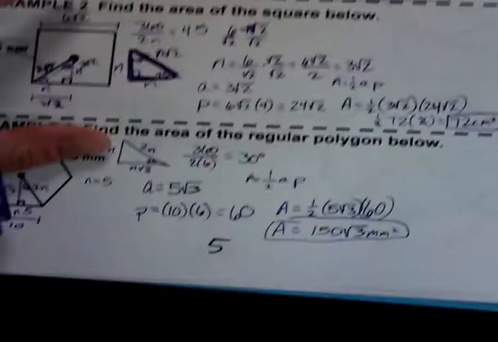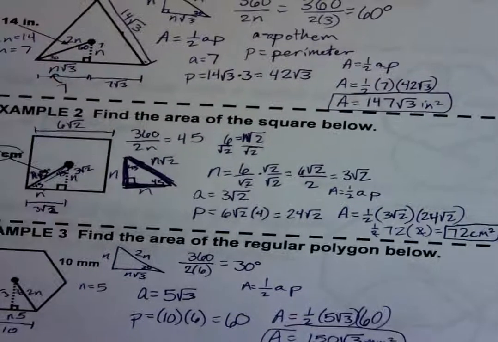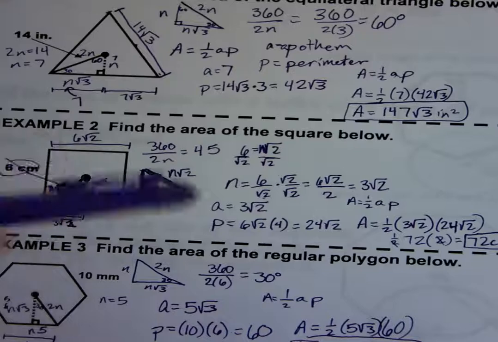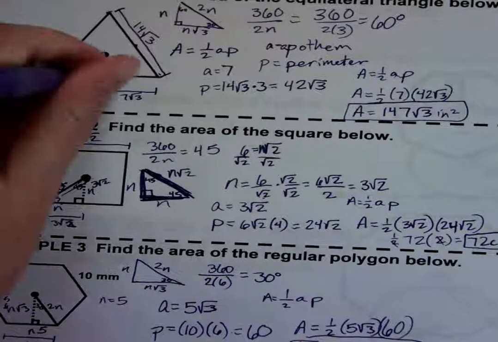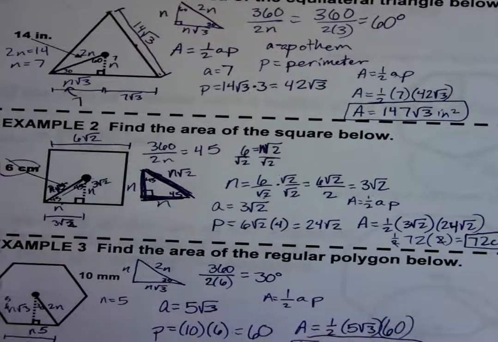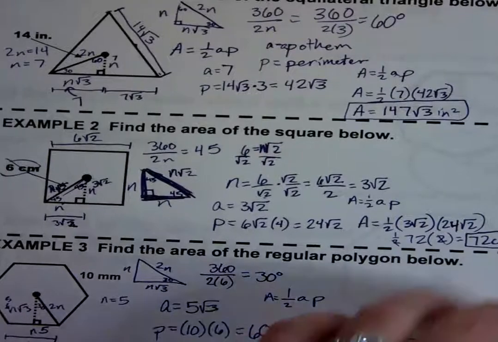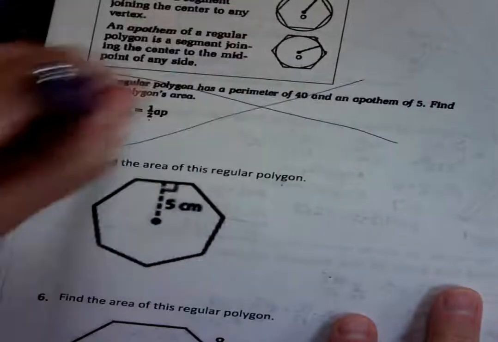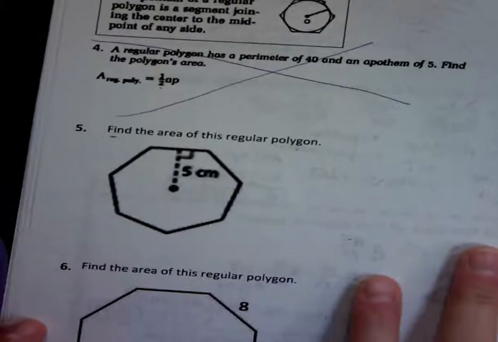So those are all the cases. These right here are all the cases when you're using special right triangles. You can only use special right triangles on triangles, or equilateral triangles, quadrilaterals, and hexagons. All right, next page. We're actually going to skip number 4. I know you know how to plug numbers into a formula.